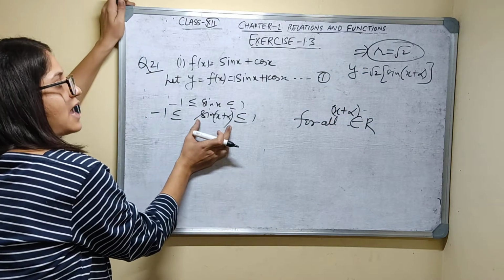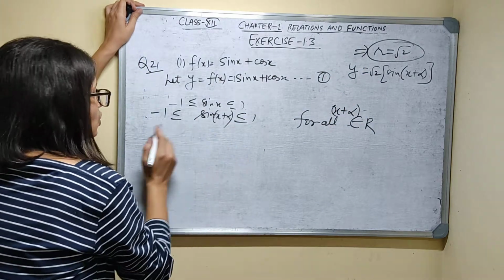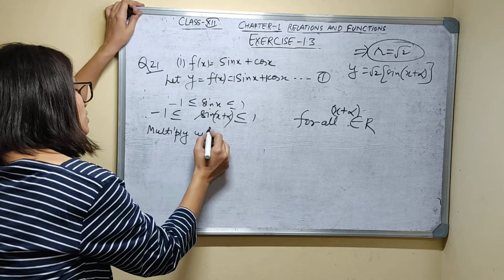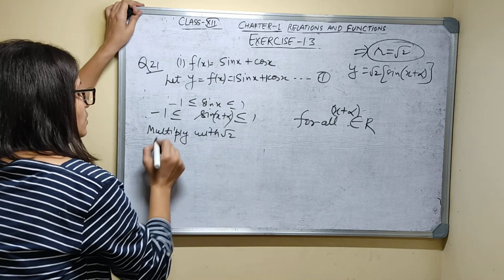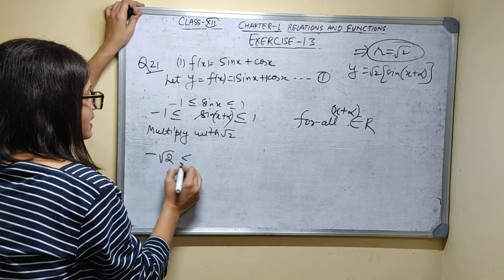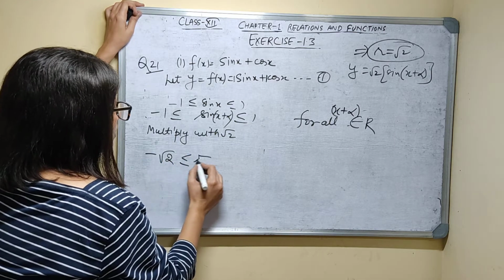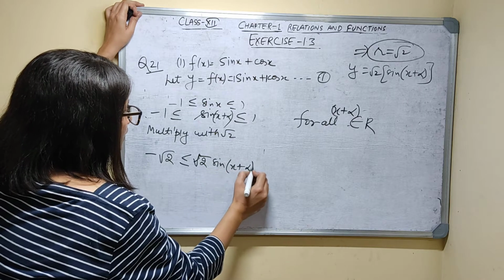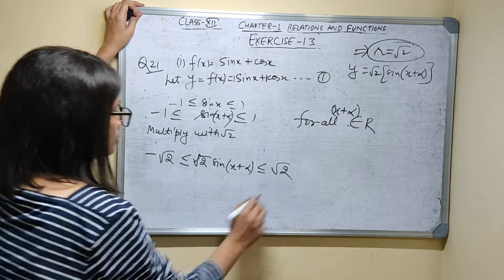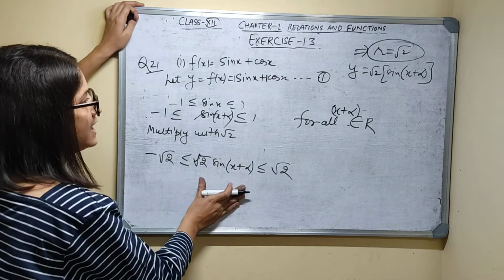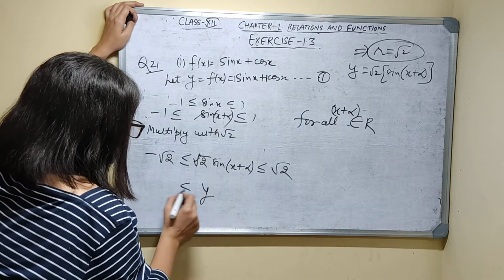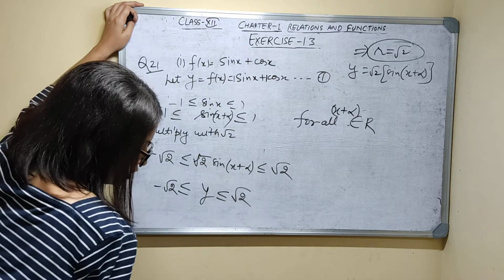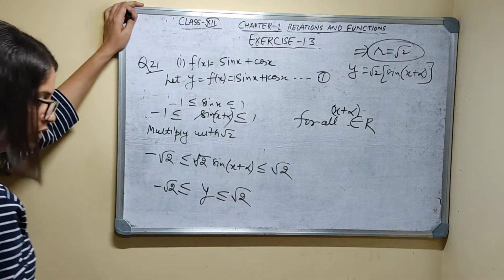Here it is sin(x + alpha) only. So multiply with root 2. So minus root 2 is less than or equal to root 2 sin(x + alpha), which is less than or equal to root 2. So root 2 sin(x + alpha), that is what? y. So the value is between minus root 2 to root 2. Is it clear?